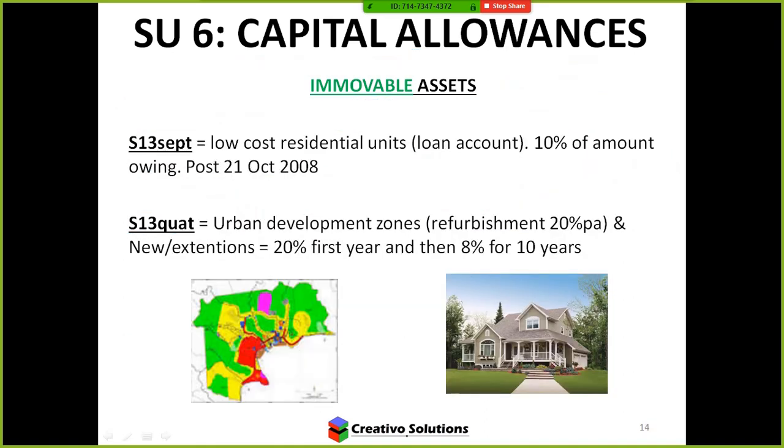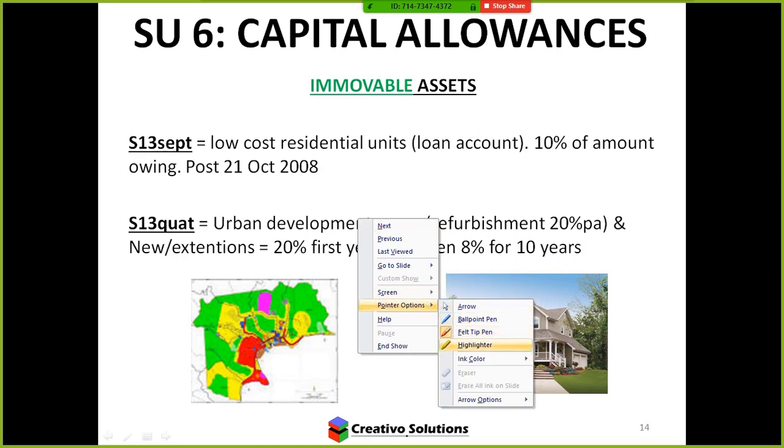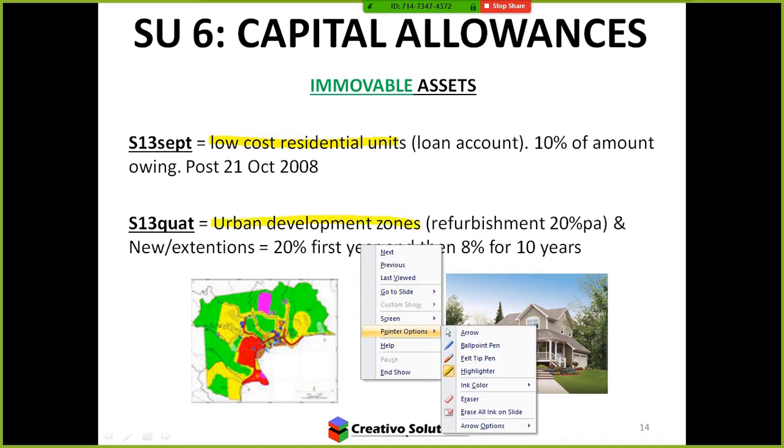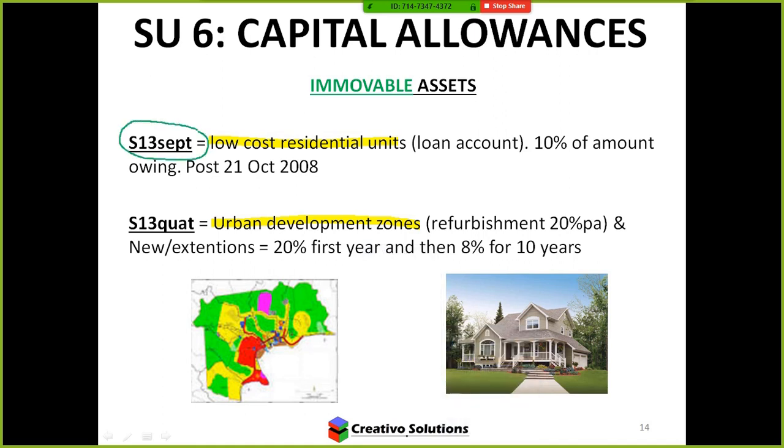There are two other ones here to consider, and these look more at development type companies: low cost housing and urban development. Section 13 sept and quats. Those two are with regard to more development type situations. So if I'm a developer, or if I'm improving the land, or creating immovable assets, you could also derive a benefit.